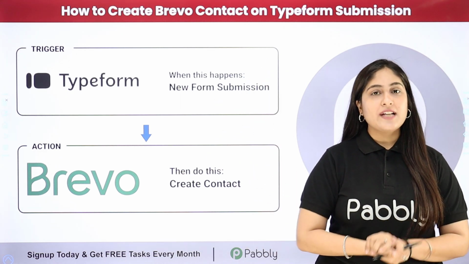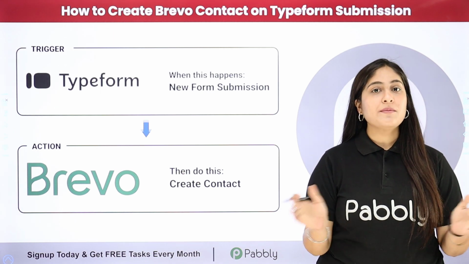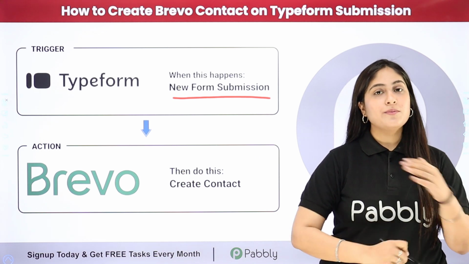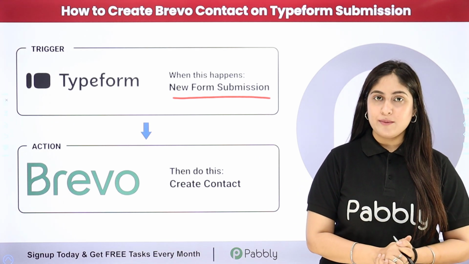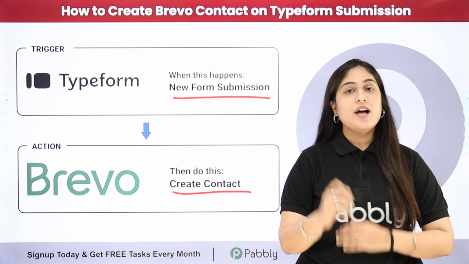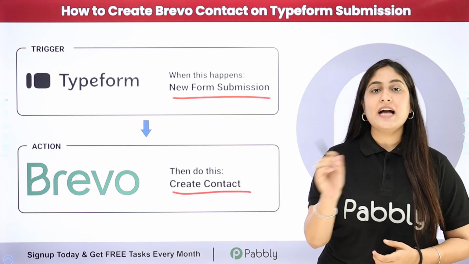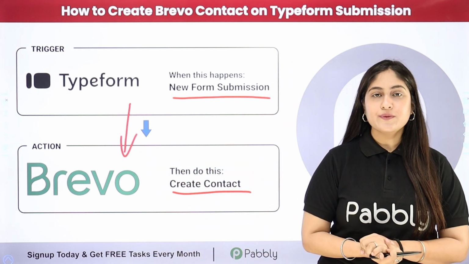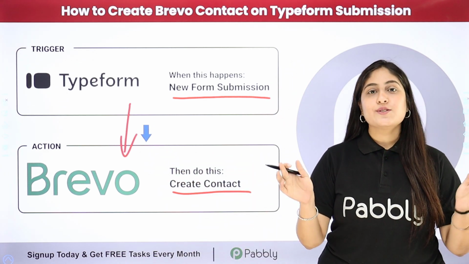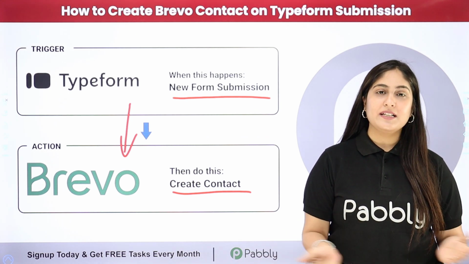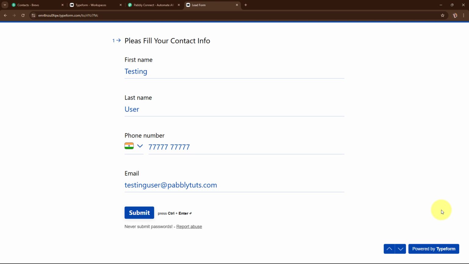So here I've created a contact form using Typeform, and here my objective is that whenever I'm going to receive a new form submission, then automatically the person who has made the form submission should be created as a new contact in my Brevo account. So now here to automate the entire process, I need to connect my Typeform with my Brevo account using an automation software named as Pabbly Connect. So to see the working of this automation and to learn this process step by step, let me take you to my screen. Welcome to my screen.